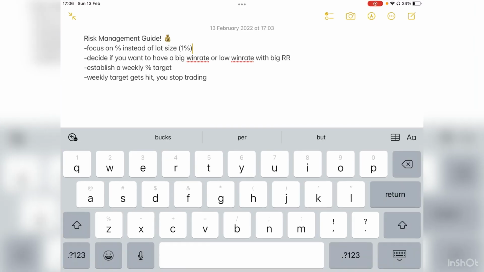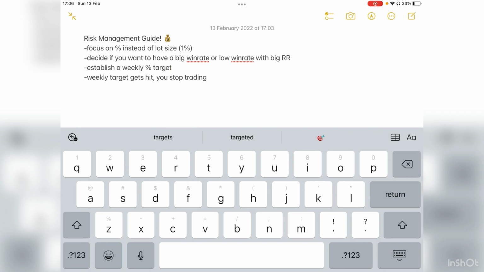Okay, so after that, the third step, in my opinion, is you need to establish a weekly percentage target. So let's say you have a $1,000 account, and you decide you want to make 10% per week. Okay, so that means $100 per week. That means that at the end of the month, you will have $400 if everything goes as planned. If you have a 10% target per week, which is really good in my opinion, if you manage to constantly do 10% each and every week, that means you're a consistent trader, and that's great for you.